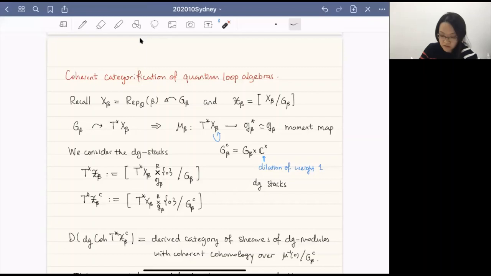And this map is equivariant with respect to the action of g beta, where g beta acts on the source in this way and on the target by the adjoint action. In addition, we can put in a C star action. The left hand side is just a vector space, so C star acts on this by dilation of weight one. And so this map is actually quadratic, so C star acts on g beta by dilation of weight two.